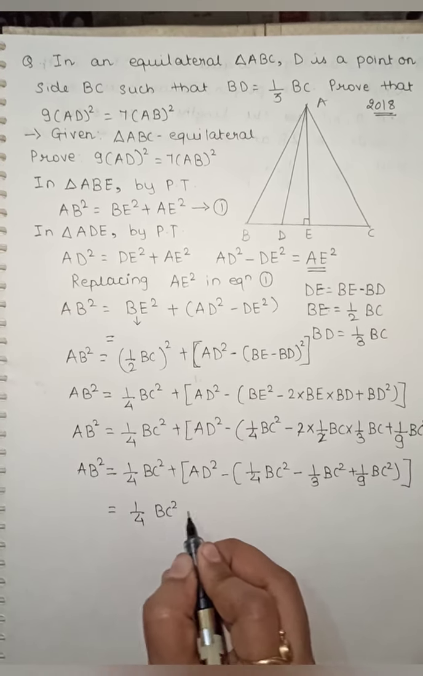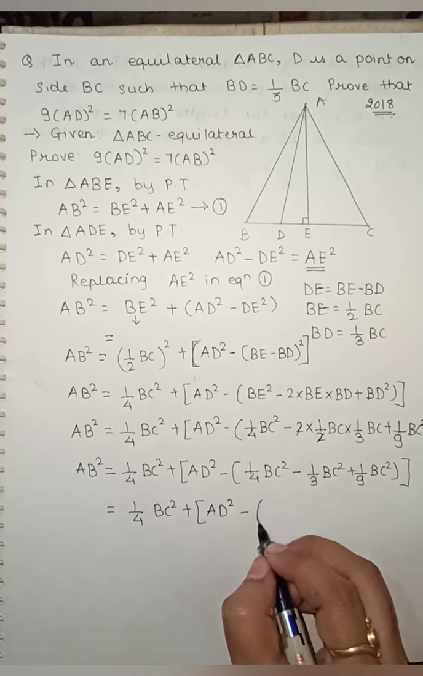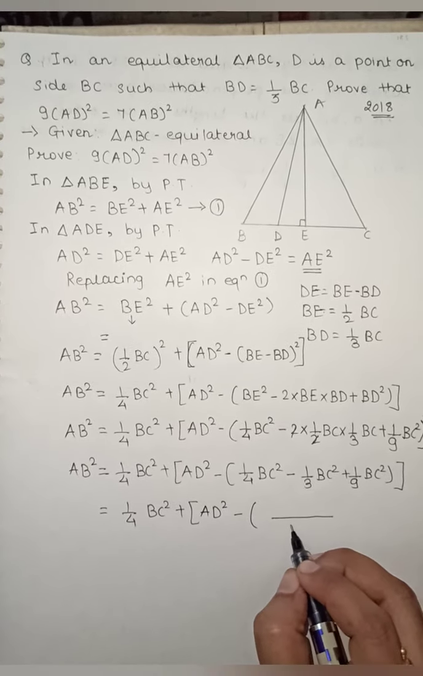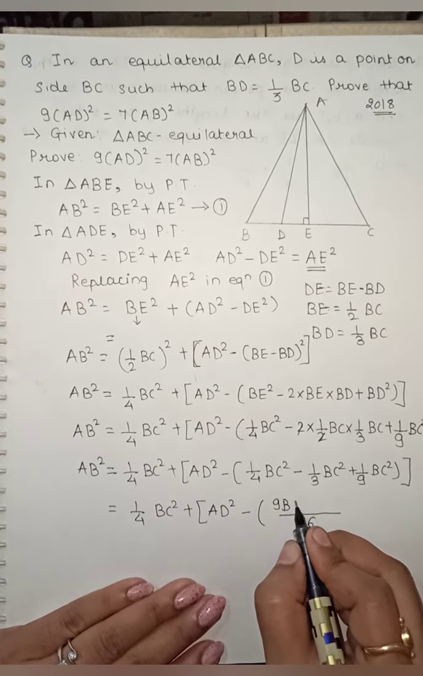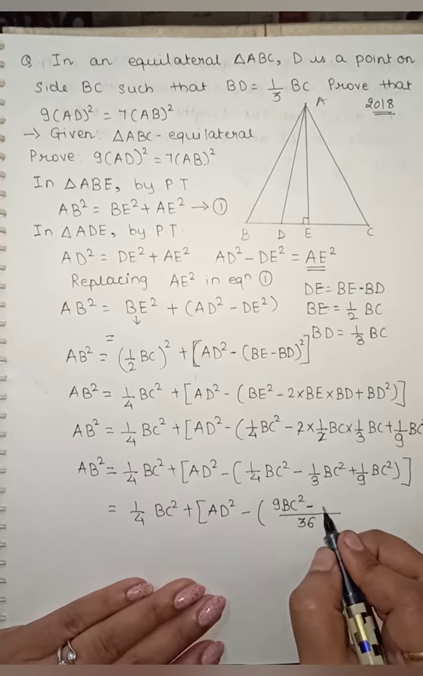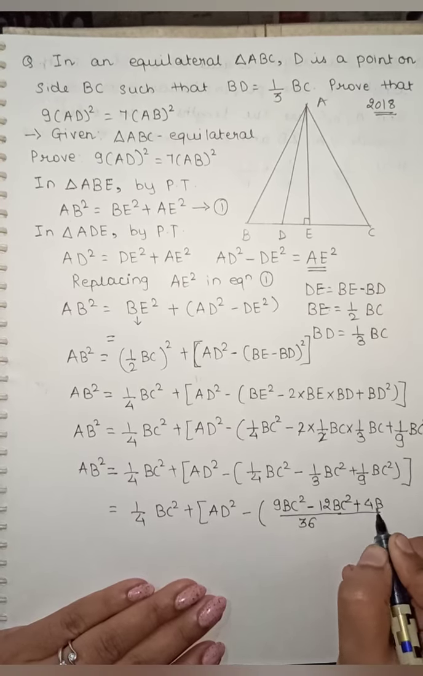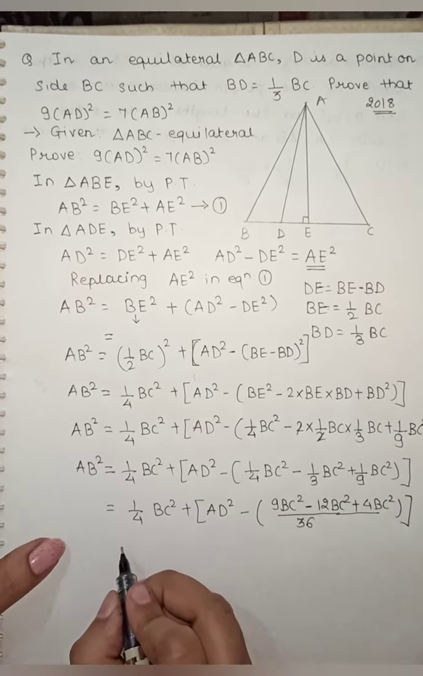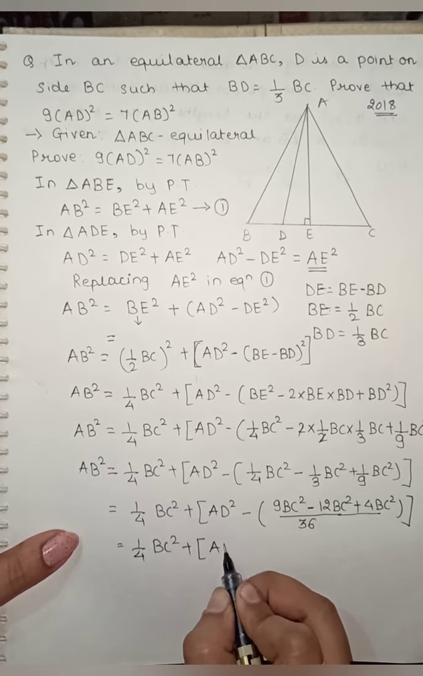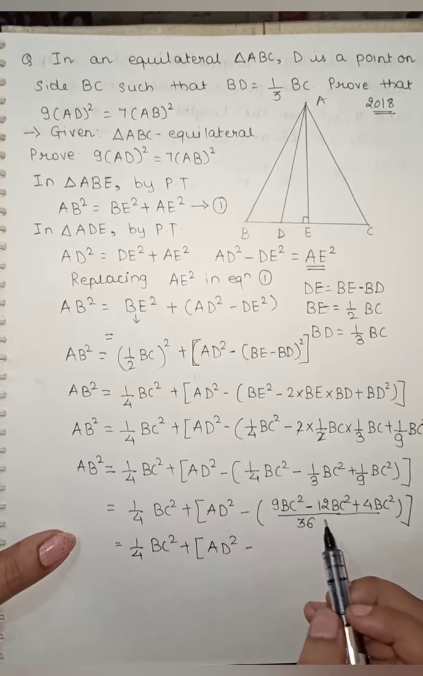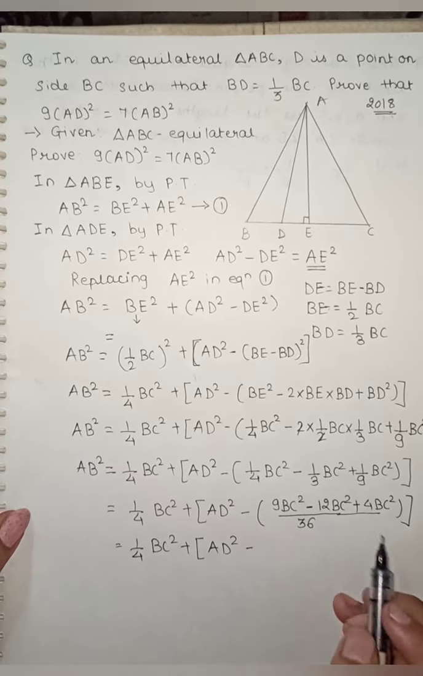1/4 of BC square plus AD square minus, let us take their LCM. So the LCM would be 36. Yes, so 4 9s are 36. So here in the numerator it will be 9 BC square minus 12 3s are, so 12 BC square plus 9 4s are, so 4 BC square. 1/4 BC square plus in bracket AD square minus, so what is the simplification? 9 plus 4 is 13, and 13 minus 12 is 1.